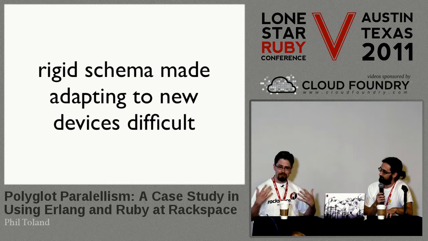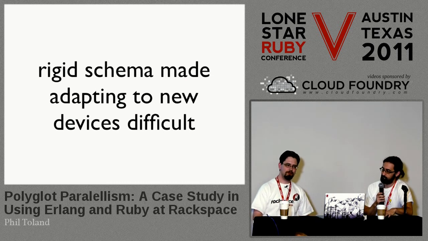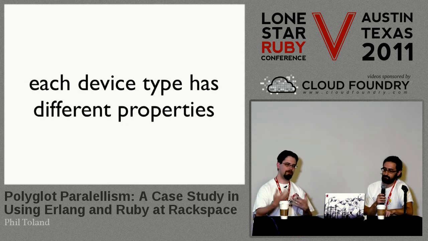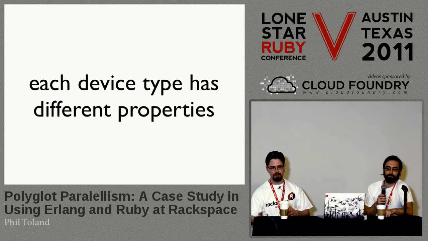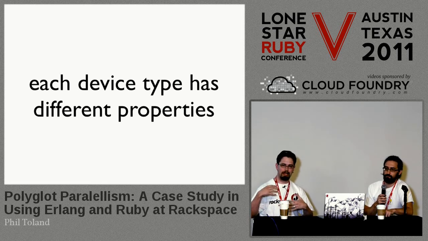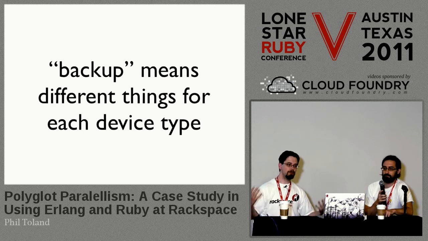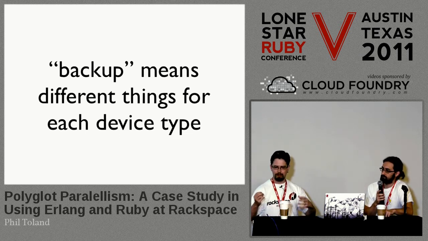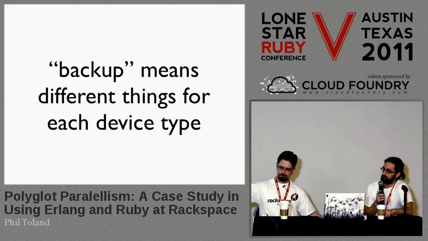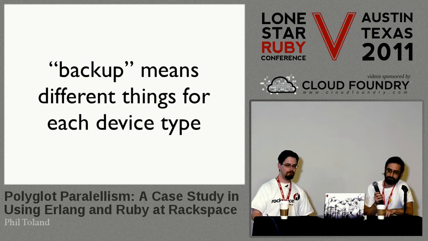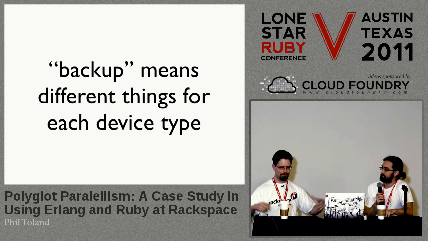The rigid schema of a relational database made adapting to new devices difficult. Each device type has different properties. We have firewalls, we have load balancers, we have IDSs. We want to keep track of different attributes of each of these devices. And of course, backup means different things for different devices, particularly when you start talking about different vendors. Sometimes it's just a snapshot of a couple of hundred lines of configuration commands. With the F5 BIG-IP, it's a big zip file with all kinds of who knows what in it.